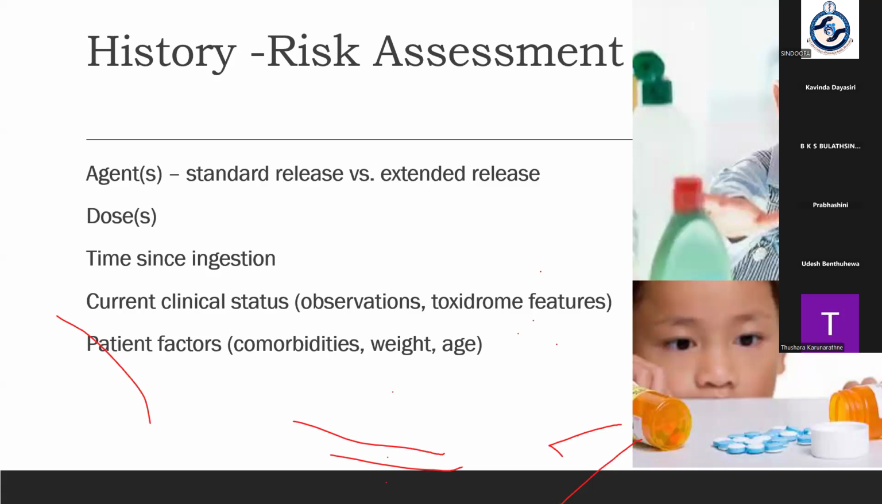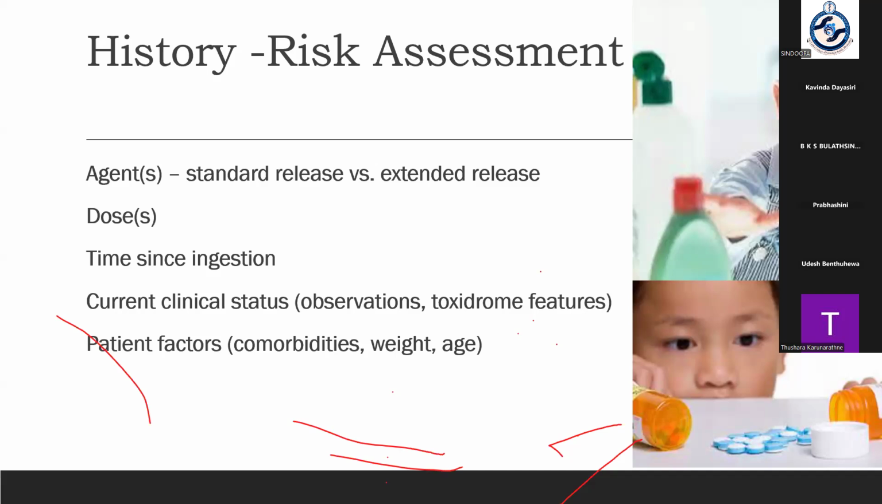Identify what the ingested agents were. Knowing what tablets and what syrups the child has ingested is very important. A child may present with the ingestion of salbutamol and theophylline, or salbutamol and chlorpheniramine, etc. And not only that, find out whether the child has ingested a standard release or sometimes an extended release preparation. Knowing that is very important. For example, there are extended release aspirin tablets, which have a longer period of absorption.